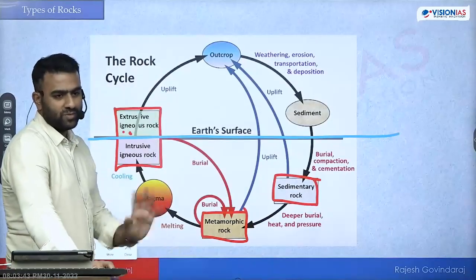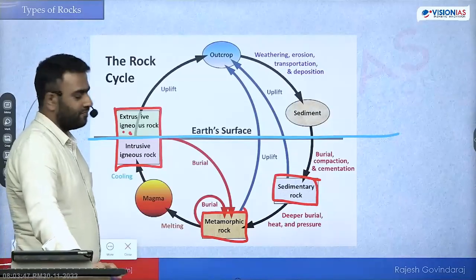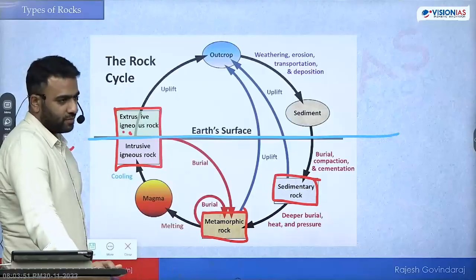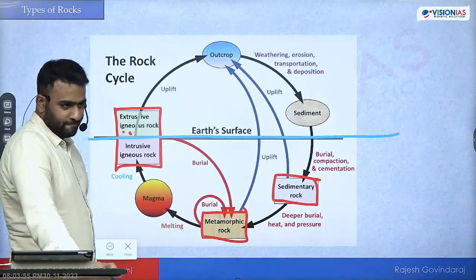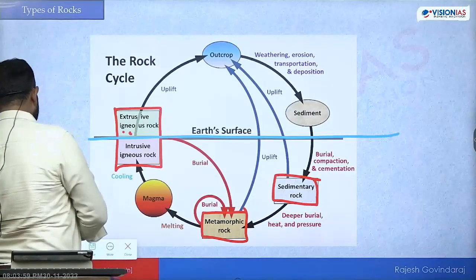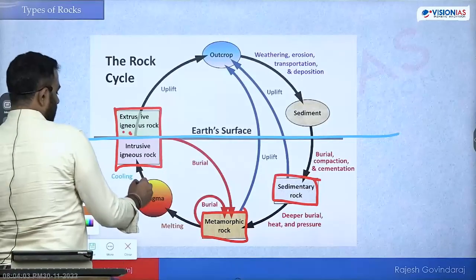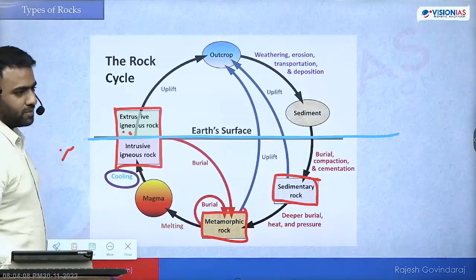Surface के ऊपर है तो बस खाली sediments ही रहेगा. It is just soil. It has to get buried under high pressure. It gets converted into sedimentary rocks. Much more higher pressure, it becomes a metamorphic rock. ठीक है? What are the process which are converting this one type of rocks into another type? Magma cools down to form igneous rock. The process is cooling.